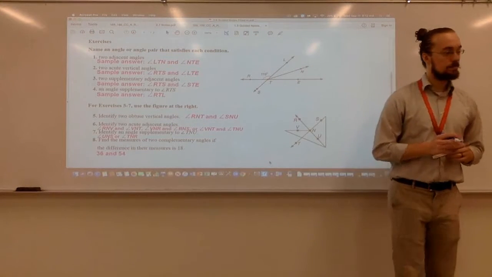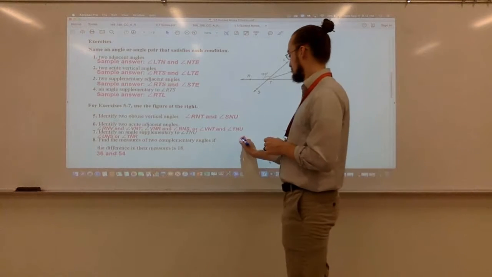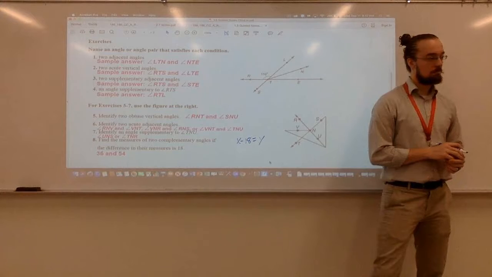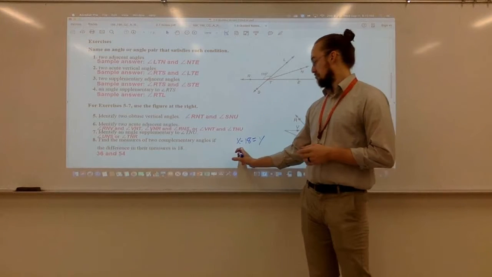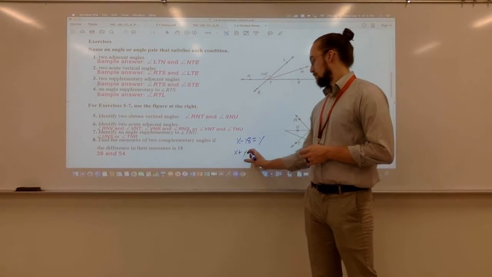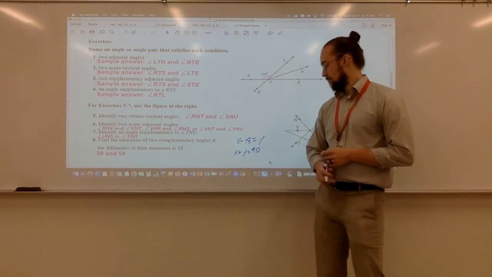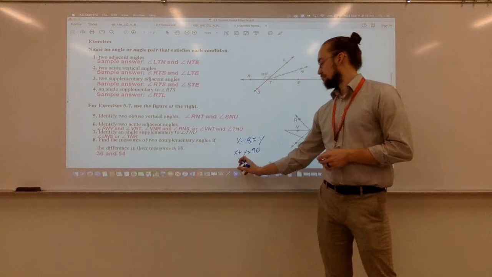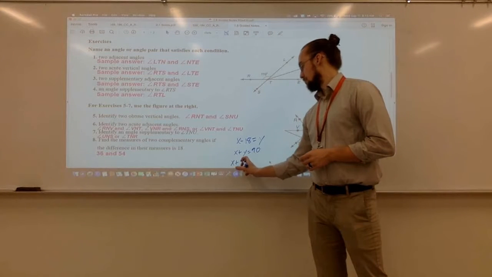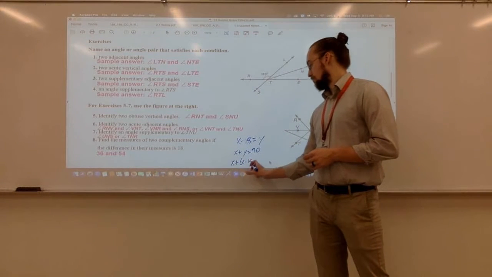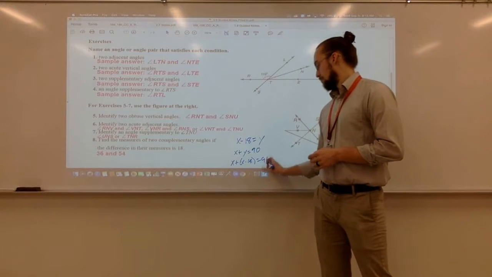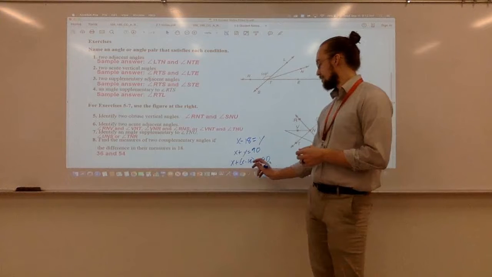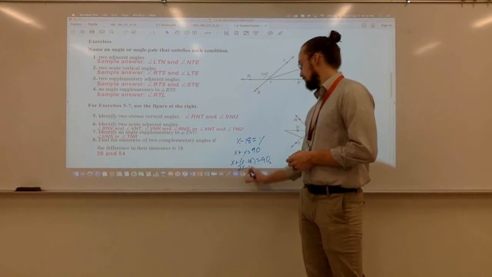X minus 18 equals 1. And then x plus y equals 90. And then you substitute the one that's x minus 18 into y. And then you solve that. And then you get what x equals. And then you come back to the x plus y and substitute that in. That would work perfectly.